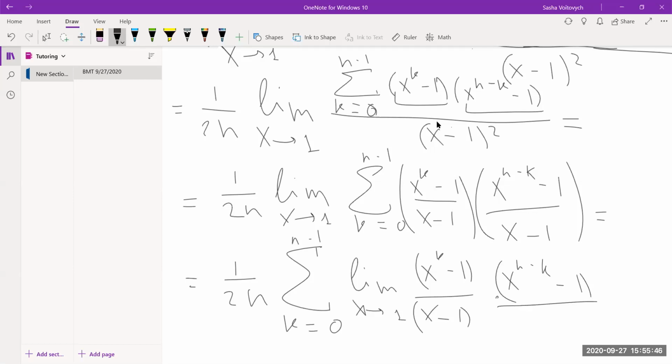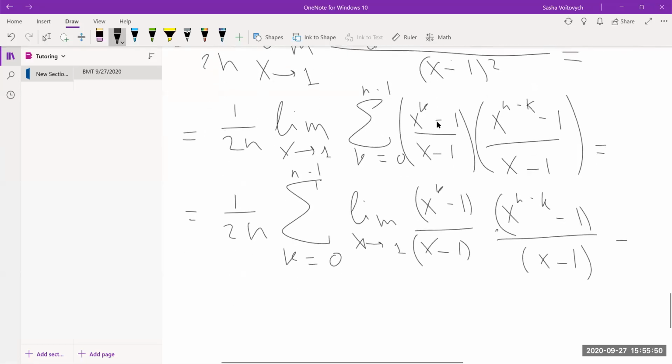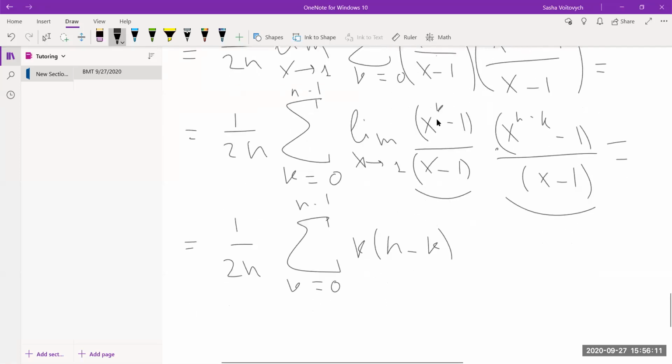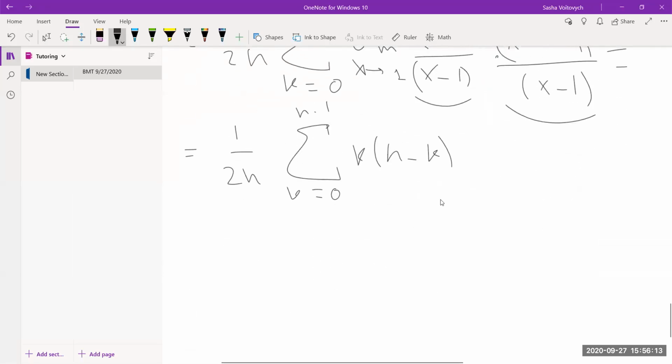Okay. x minus 1. So yes, every one of these exists. A limit of x to the power of k minus 1 over x minus 1 is just k. So we get 1 over 2n and this sum, which is equal to k times n minus k. So we have to just evaluate this. And this we can evaluate by the standard formulas.